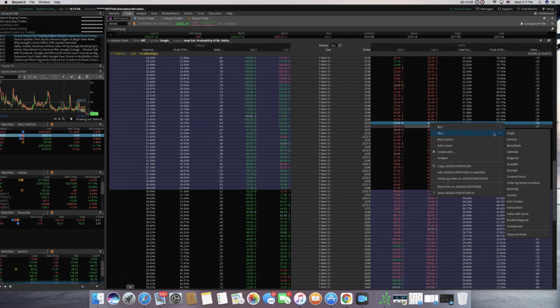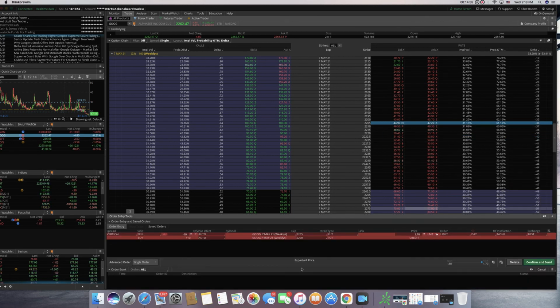We're going to go here to sell vertical. And you can see here it pulls up a simultaneous trade, so one's going to be bought and one's going to be sold at the same exact time. You can see here that this strike has more value at 22.05, and the long is further out of the money at 2,200, giving us a $1.75 credit.